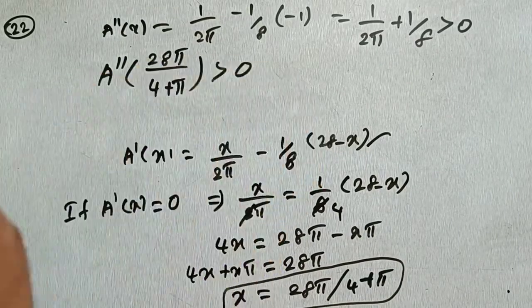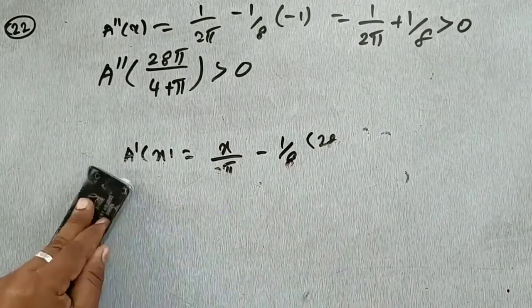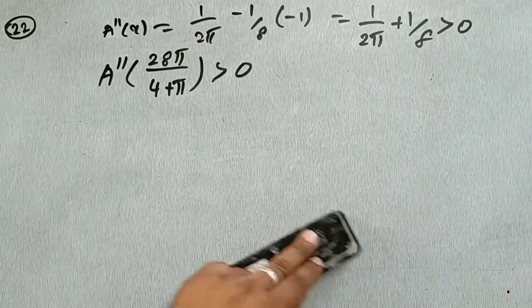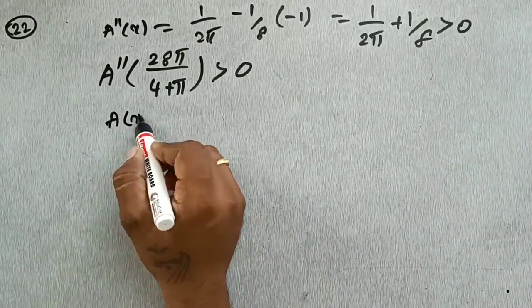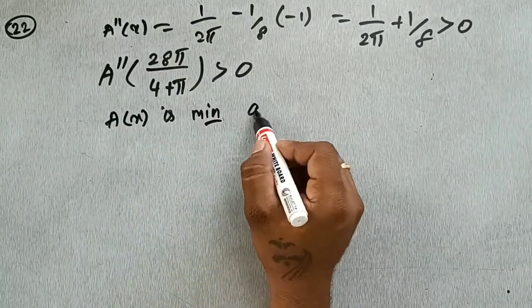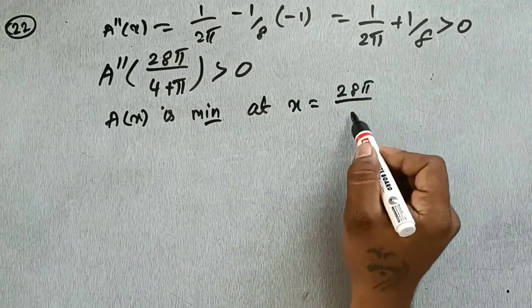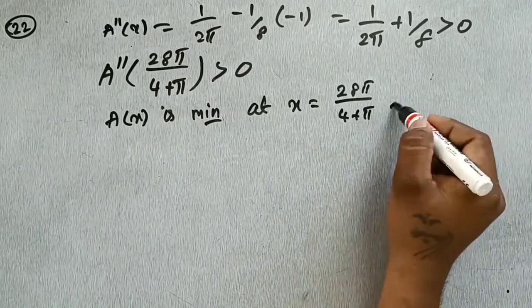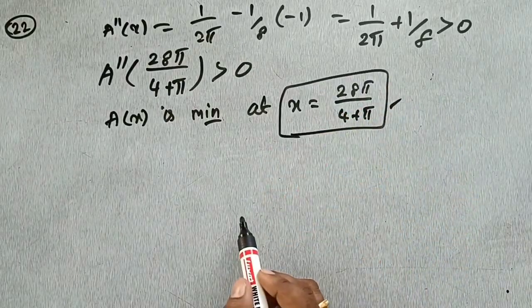That also will be greater than 0. So a double dash greater than 0 means we can clearly say that A of x is minimum at the point x. So A of x is minimum at x equal to 28 pi divided by 4 plus pi. So at x equal to 28 pi by 4 plus pi, it is minimum.